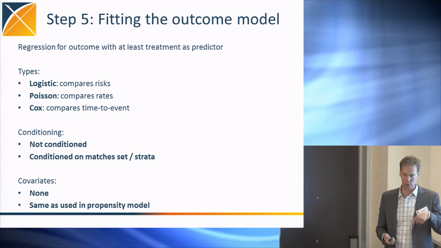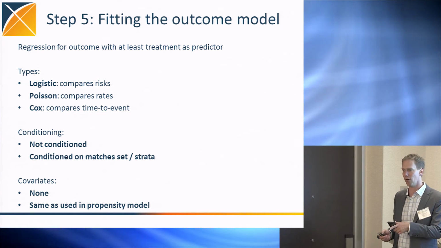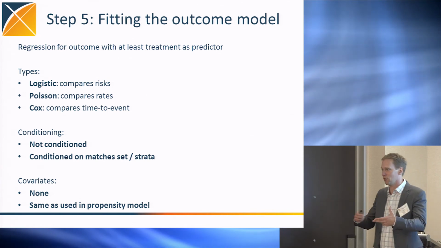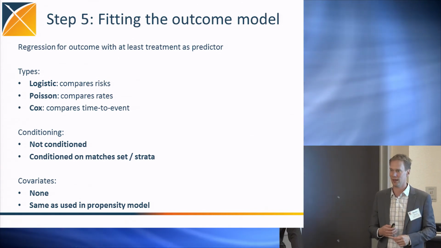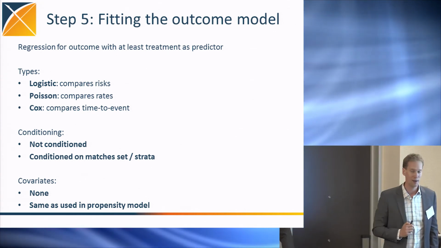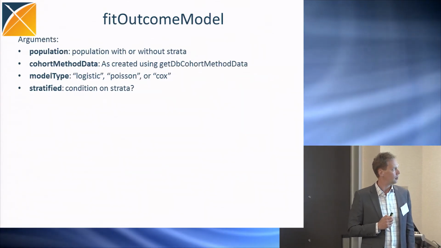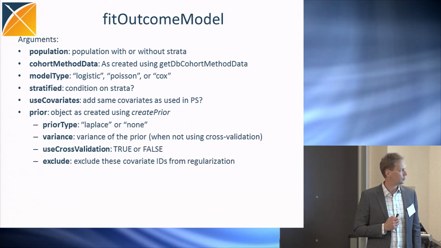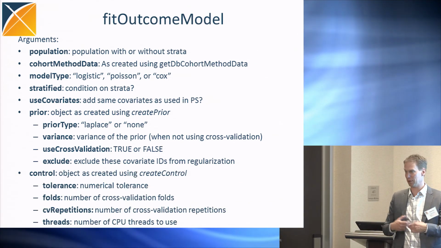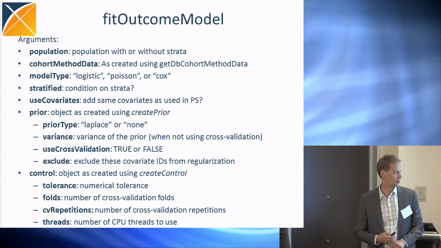If you do that, what will happen by default is that there will be regularization on all of these other covariates, but not on the treatment variable. Because the treatment variable is the one that you want an unbiased estimate of, and you want to compute confidence intervals, and that's not something you can easily do when you use regularization on that variable. So all of these are not very surprising. Again, we see our prior object and our control object because there is an option to do regularization here. I've explained these arguments already before.